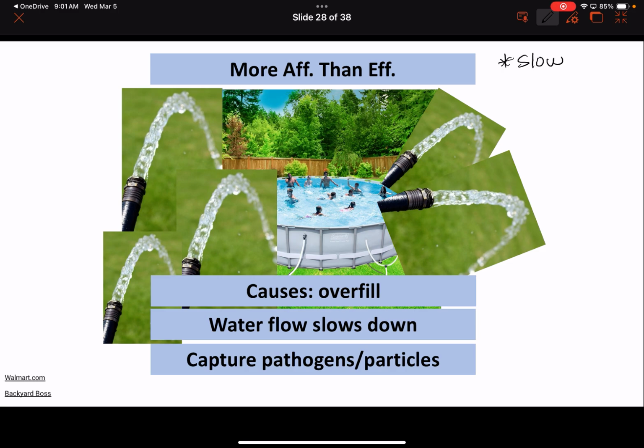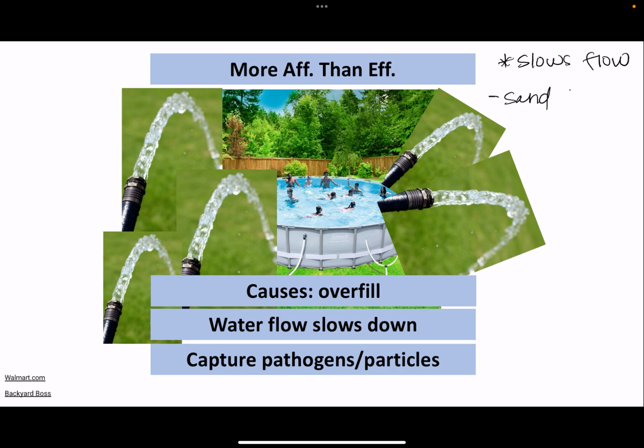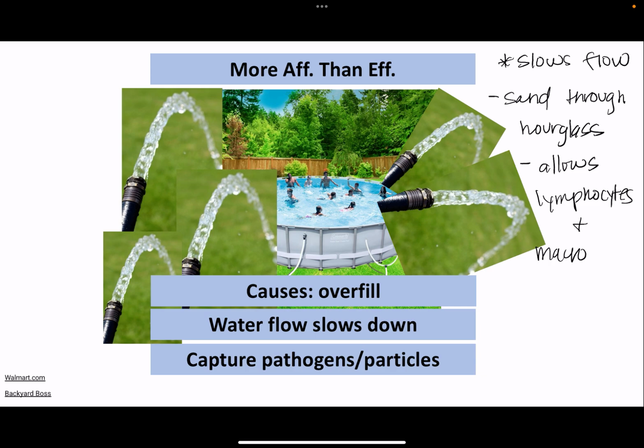So it slows flow. It's kind of like sand through an hourglass. It really, really slows down that flow. Allows lymphocytes and macrophages or monocytes to complete their function. So to fully survey that fluid. You can say immune function.